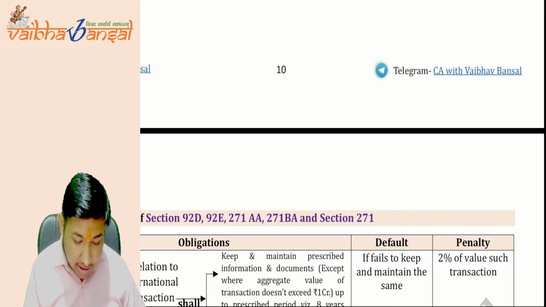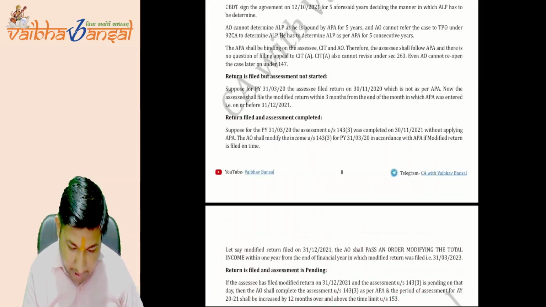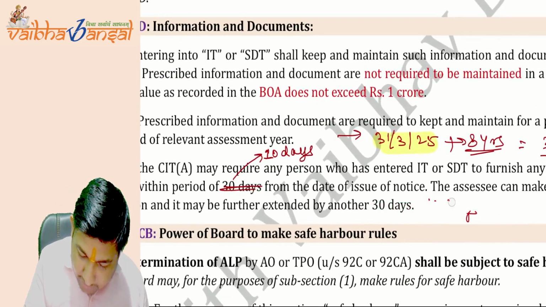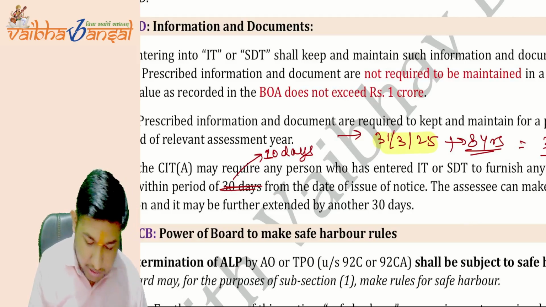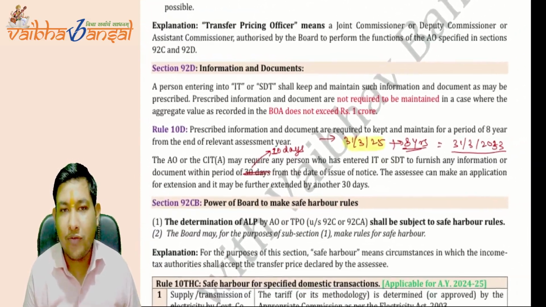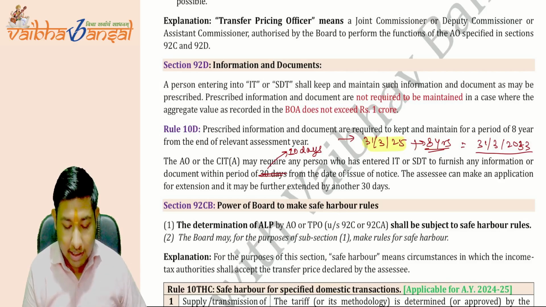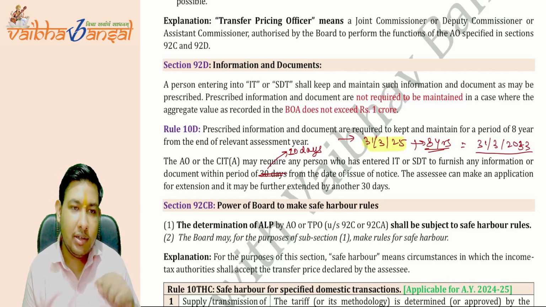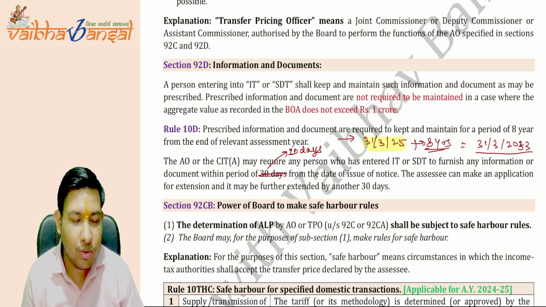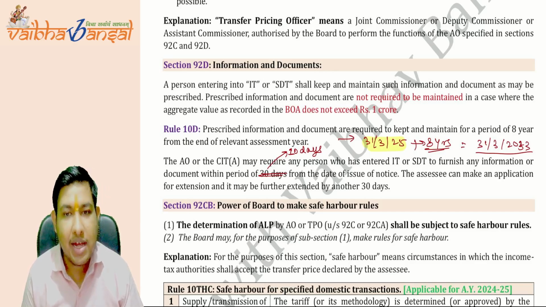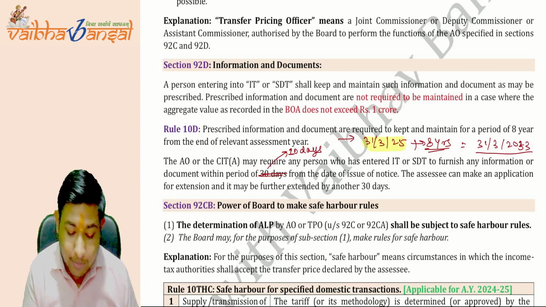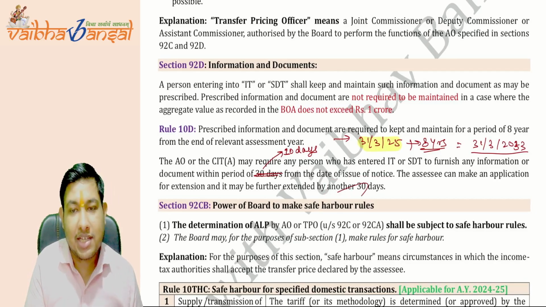Here is 30 days. I just marked it 10 days if I am not wrong. The extension can be of 30 days. This is 10 days only. Just remove whatever you have written here. It is only 30 days: the extension will be provided for 30 days, not for 10 days. The requirement is 10 days only. When the AO or the TPO sends the notice to furnish the information and documents, it will be 10 days. If you want it further extended, then it can be extended for a further 30 days. I hope it is very much clear.